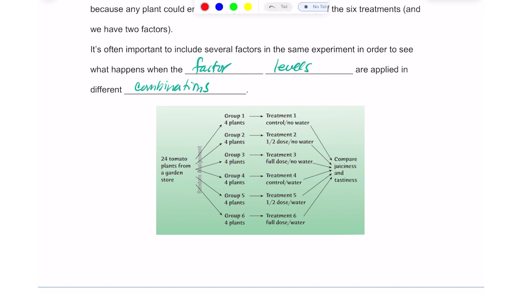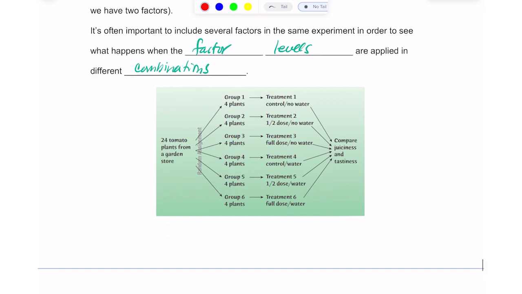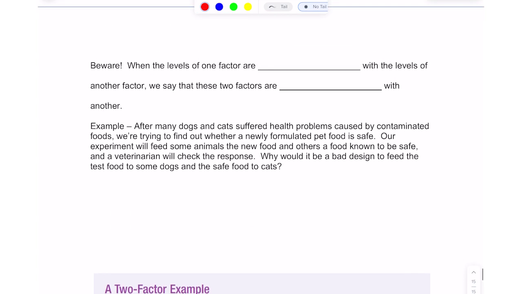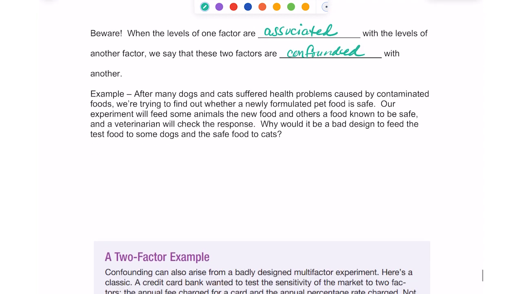So here, when you take the extra factor of irrigation, you can see here that we added no water to those 3 treatment groups and then water to those 3 treatment groups. Please beware though, when the levels of one factor are associated with the levels of another factor, we say that these 2 factors are confounded with one another. So here's an example.